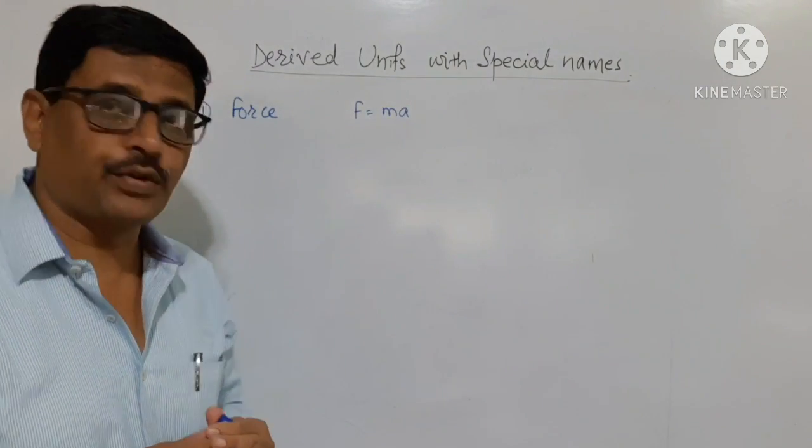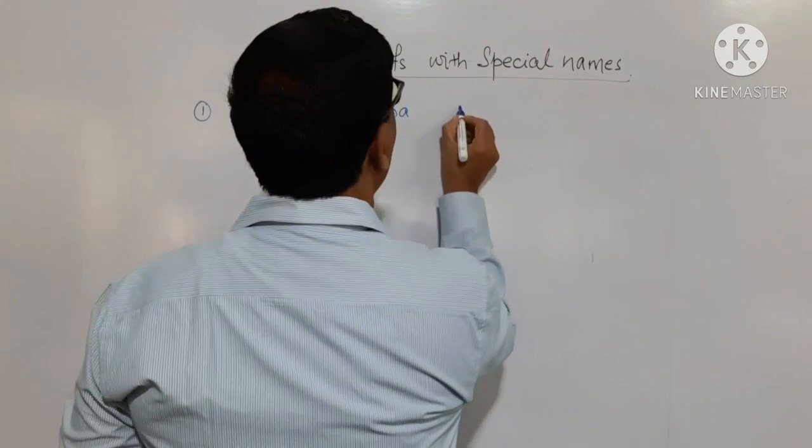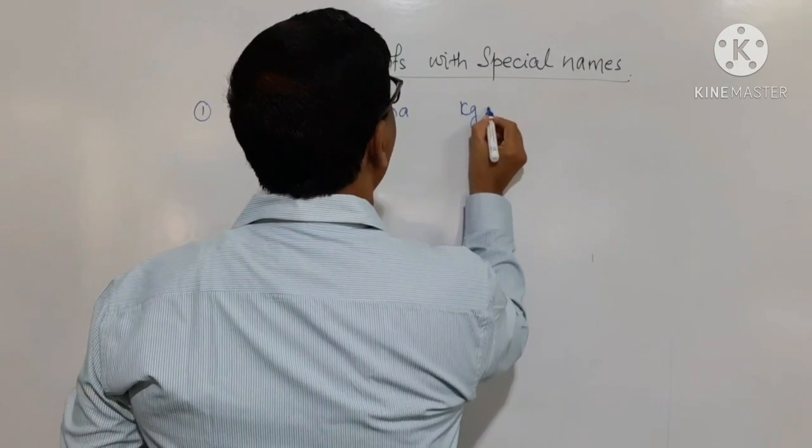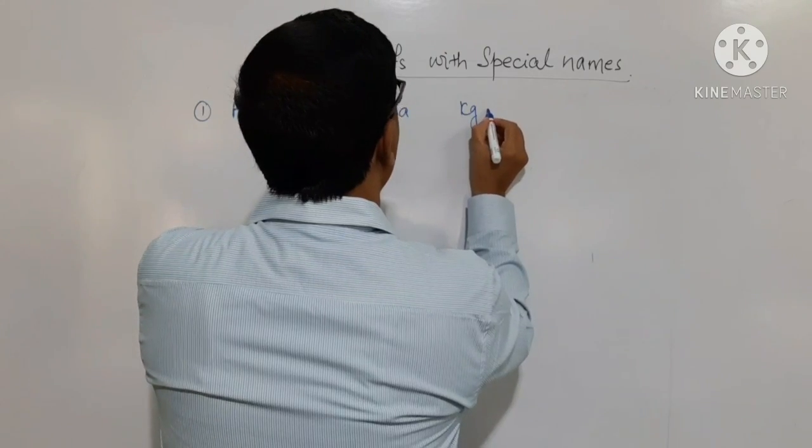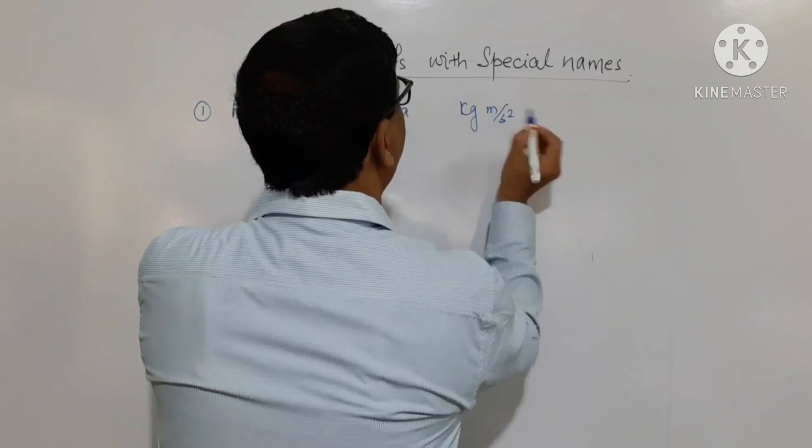Force is equal to mass into acceleration. Therefore, the derived unit of force is, unit of mass is kilogram, unit of acceleration is meter per second square.